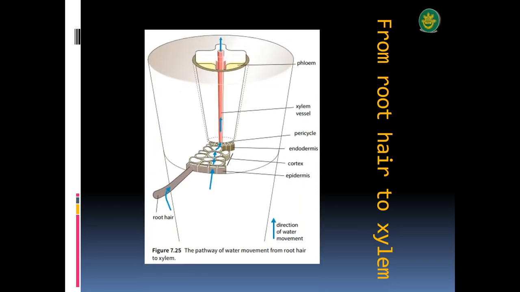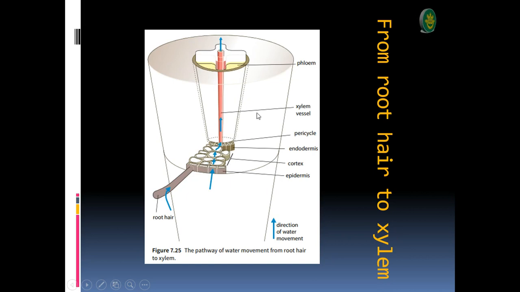Next, we are going to look at the movement of water from the root hair to the xylem vessel. If you look at the diagram that we have here, you can see that water taken up by root hairs will move and cross the cortex of the root, and then it will enter the xylem in the center of the root. This is because water potential inside the xylem vessel is always lower than water potential in the surrounding region, right? In the cortex as well as the root hair.